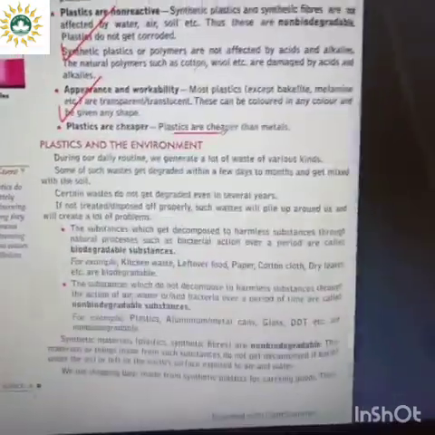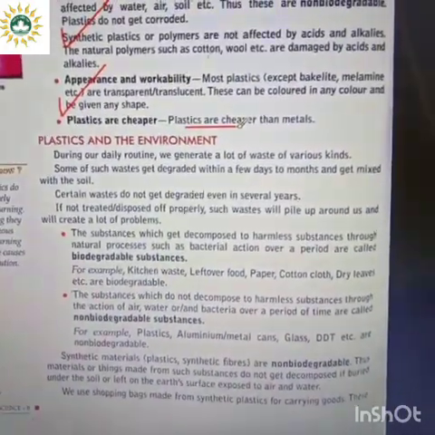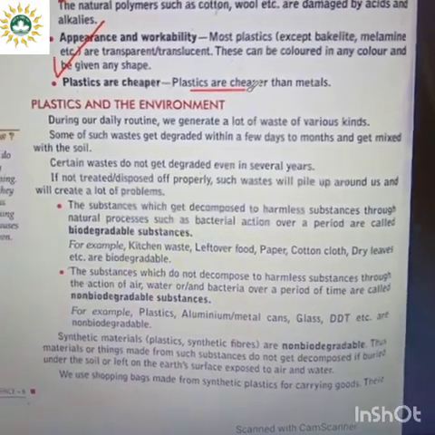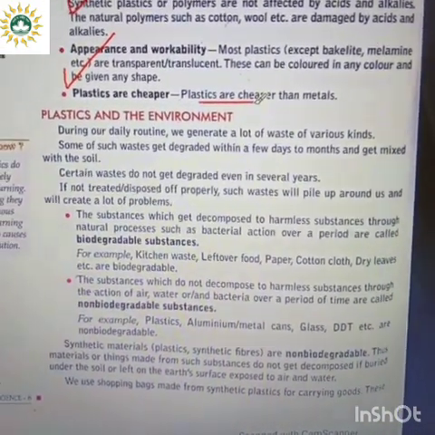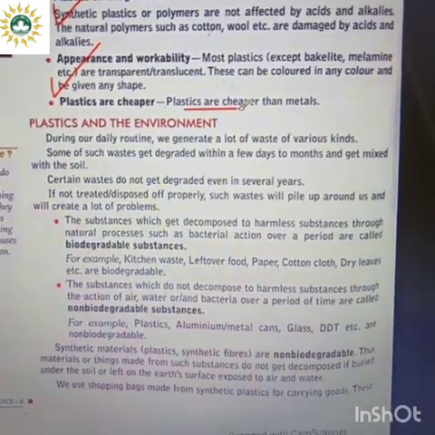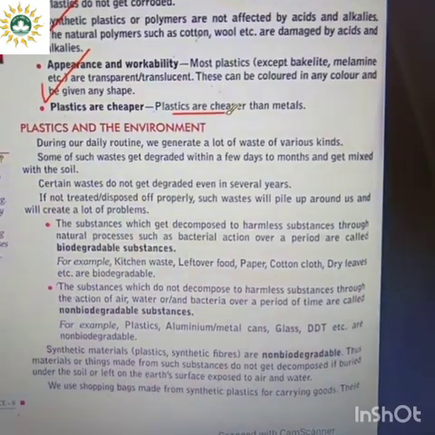Now class, we also know that despite being used widely by people, plastics have a very harmful effect on our environment. Why? Because if we do not treat or dispose of these plastics properly, they will pile up around us and will create a lot of problems.